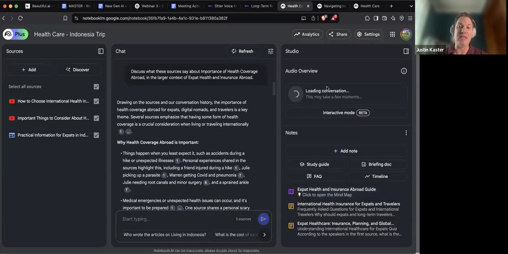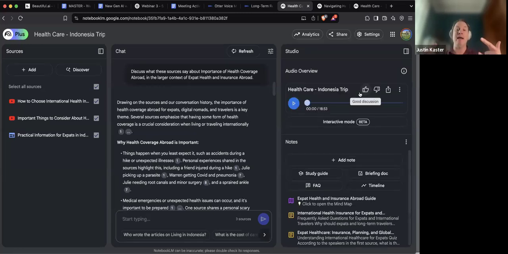So this is an example here of me loading two AIs talking together about all this information in a condensed way that I could take on a run, that I could share with someone.